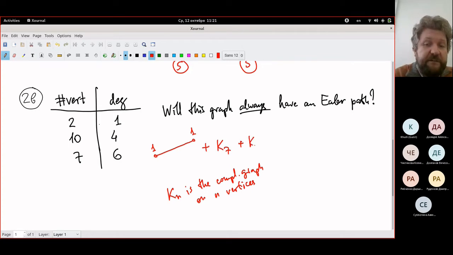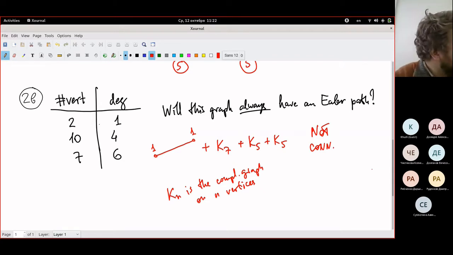Plus we'll have K5 plus K5. We have 10 vertices. Each vertex has degree 4. So this graph is not connected, and therefore it does not have an Euler path. Okay? And this graph, by the way, is K2. It's the complete graph of 2 vertices, just one edge.